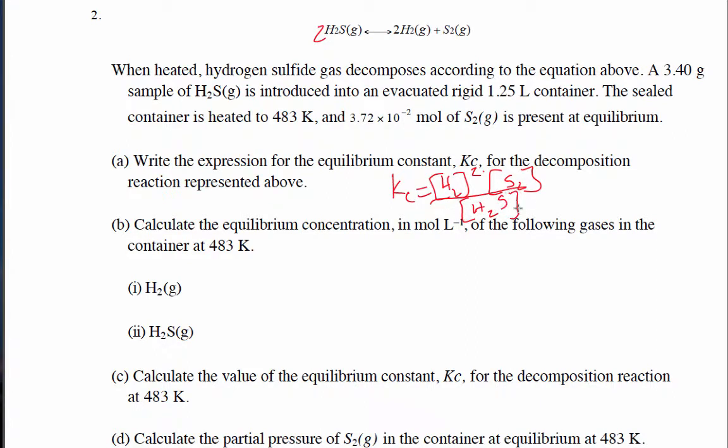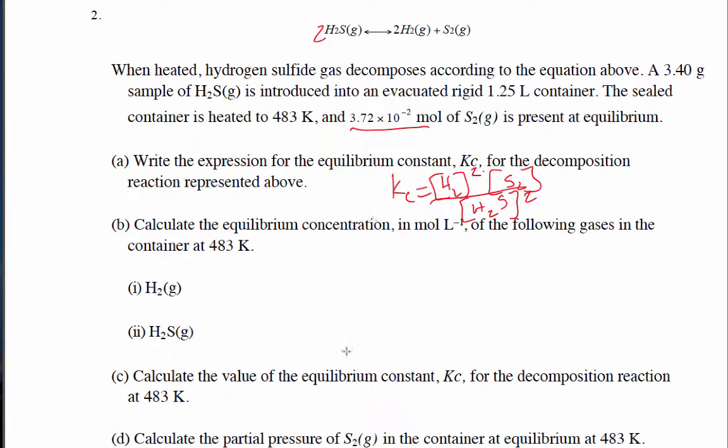And of course, that's also going to be squared. Now, calculate the equilibrium concentration in moles per liter for the following gases. It says for H2 and H2S. Why do we not need to worry about S at that point? Well, it tells us up here what the concentration of S was, the number of moles of S were.